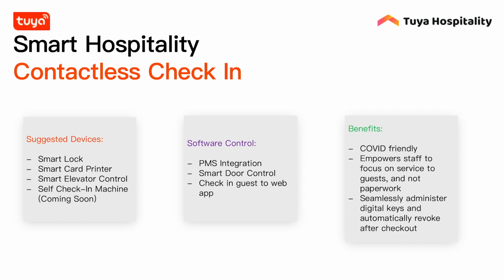Okay, so we've paused here to highlight the first key point of a smart hotel, the contactless check-in process. So, how do we get this to work? In fact, it's fairly simple. The guest will book their hotel room via their usual OTA, which is already connected to the hotel's existing PMS platform. This PMS platform can then be directly integrated into Tuya Hospitality's management system, and this is where we begin to get smart.